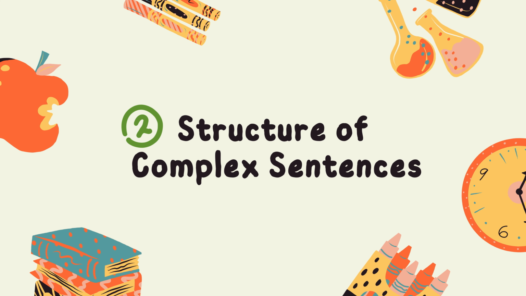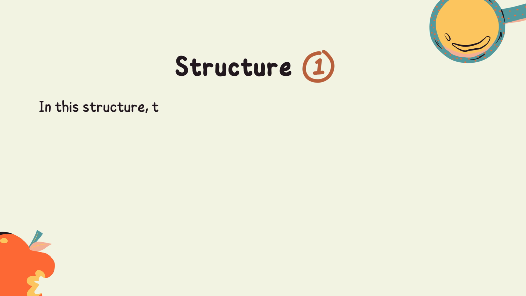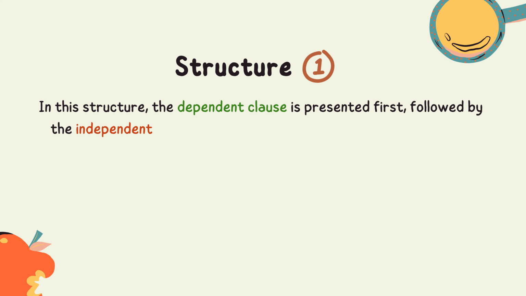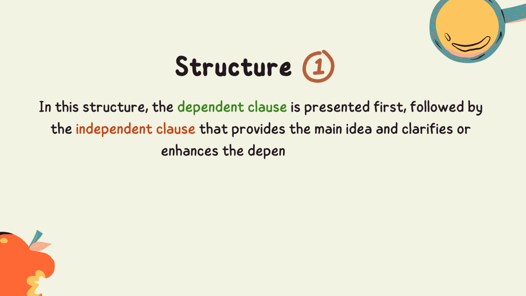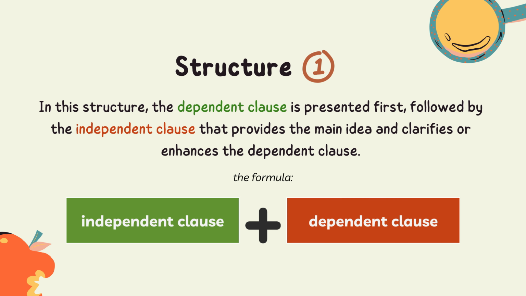Next, let's talk about the structure of complex sentences. Structure 1. In this structure, the independent clause is presented first, followed by the dependent clause that clarifies or enhances the main idea. Independent clause plus dependent clause.